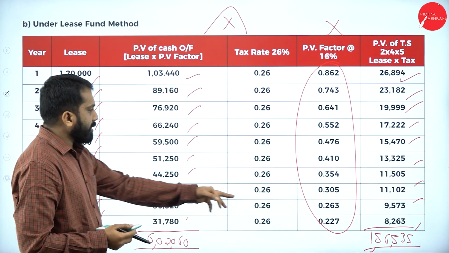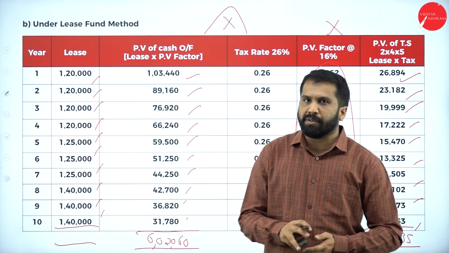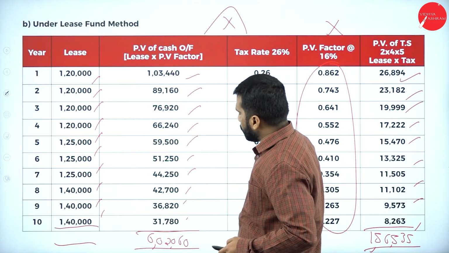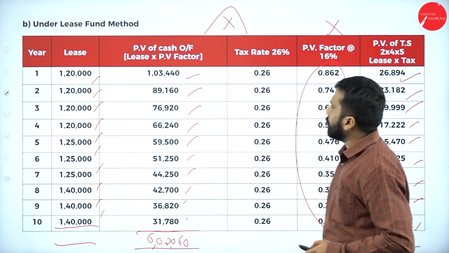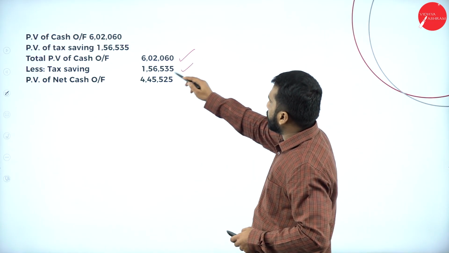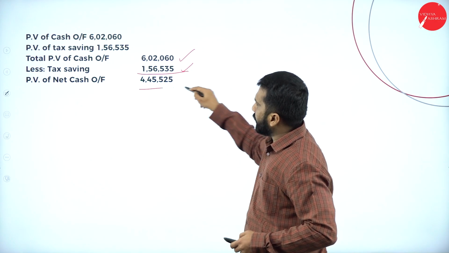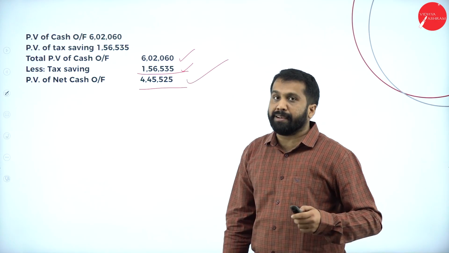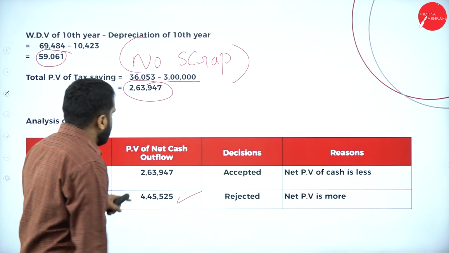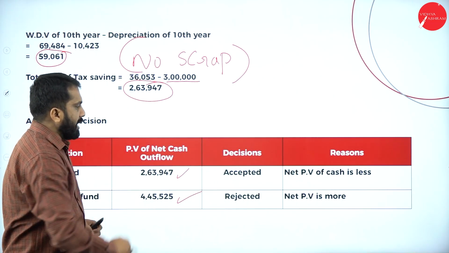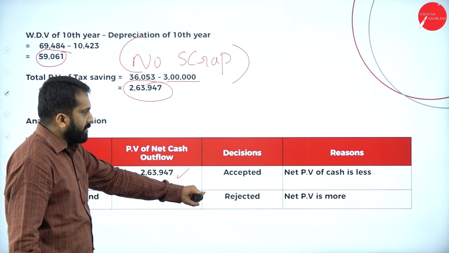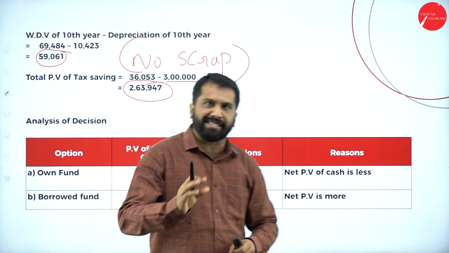Now you got 6 lakh. Now you got 1,56,000. We'll go for the answer. 6,02,000. Yes. Exactly the same value we got. 1,56,535. So your answer is 4,45,525. Now 4,45,525 versus 2,63,944, which is less. This one is less. Accepted, rejected. Hope you got it. Easiest one.